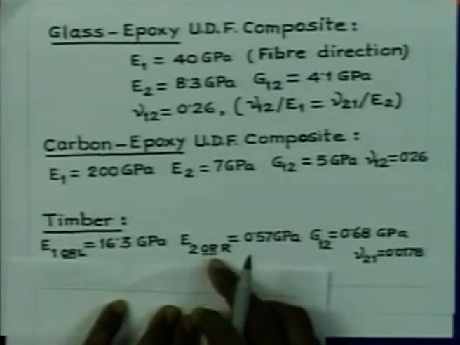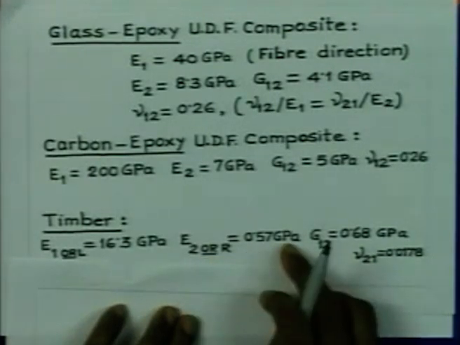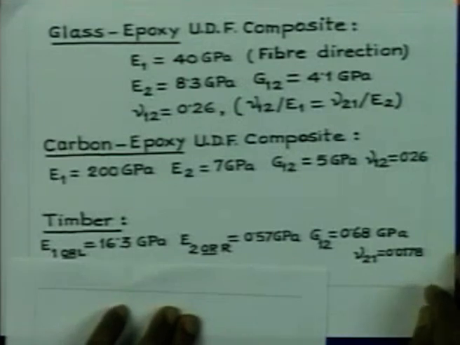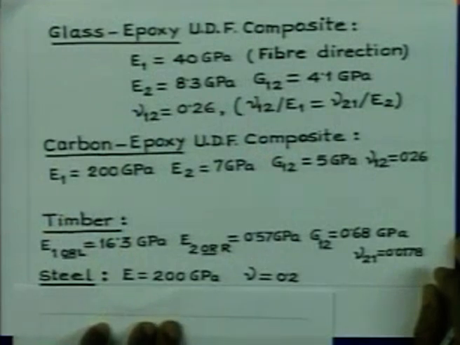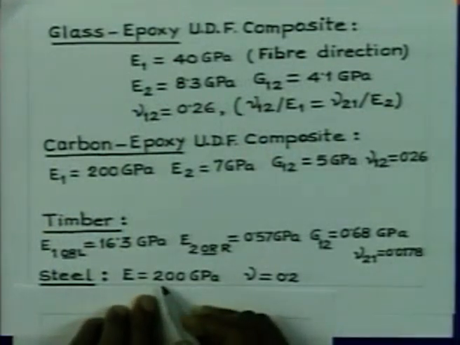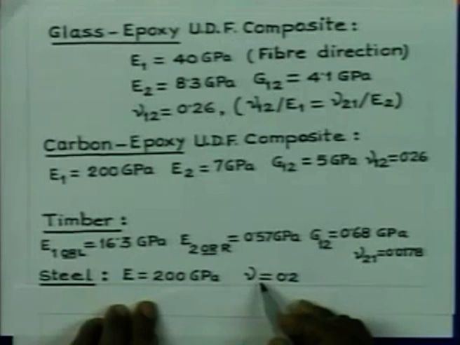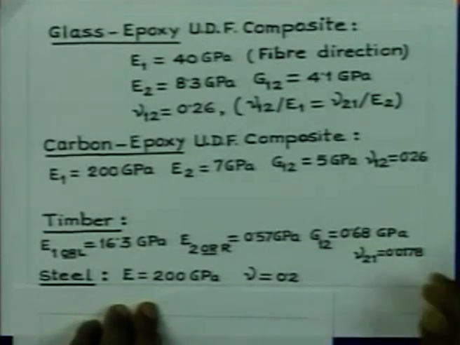You will find generally this modulus of elasticity in the tangential direction is very close to this value. So therefore you see the order of magnitude, there is a ratio of about 30. Now compare this with the magnitude of steel, which is an isotropic material. The modulus of elasticity is 200 GPa and the Poisson's ratio 0.2.